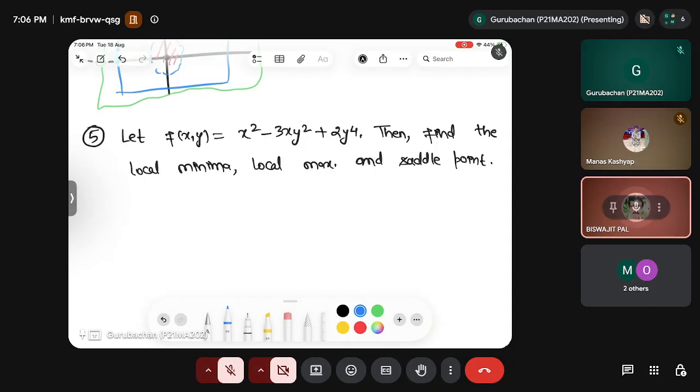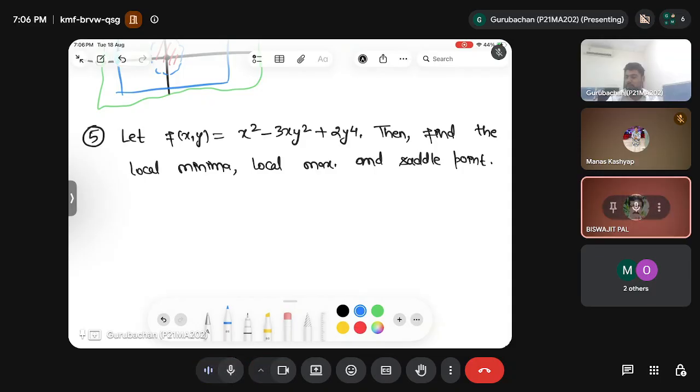Sir, one thing I want to ask. Yes, please. Sir, local minima, local maxima, and saddle point, three things cannot happen simultaneously. If you have more than one point, for example three points, then it can happen. Yes, sir, for that only it may happen. Obviously for only one point it cannot happen.